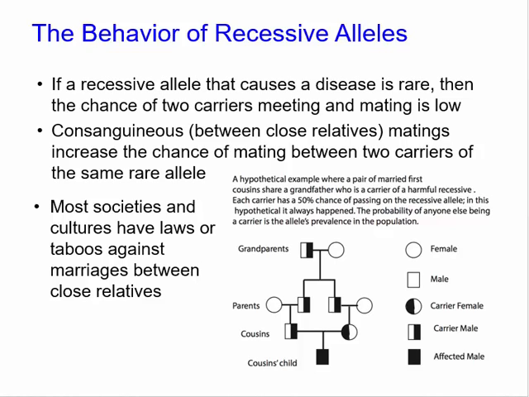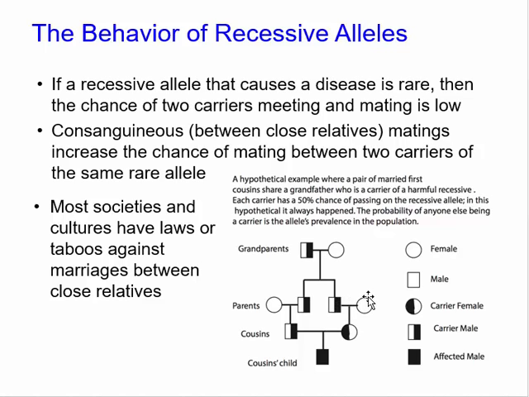Where it could become a concern is where you have close matings between relatives. So these are consanguineous, that basically means the same blood. I mean, obviously we're all related as human beings to some extent, but we're talking about close relationships, matings between cousins, for example. And so you can see that here. We've got grandparents in this pedigree. They produce children that are carriers.